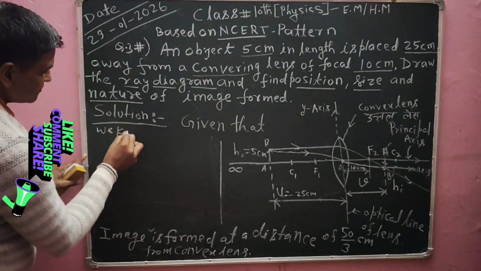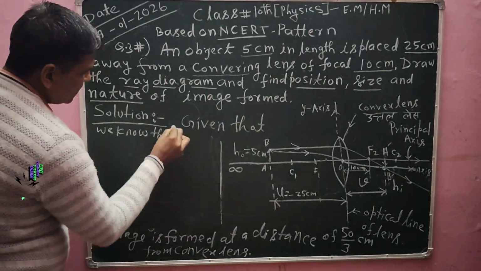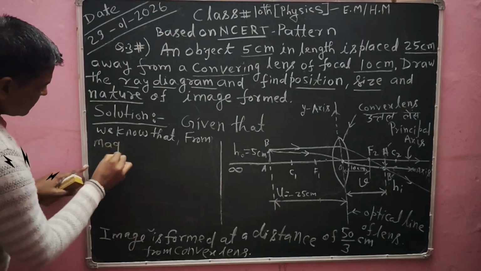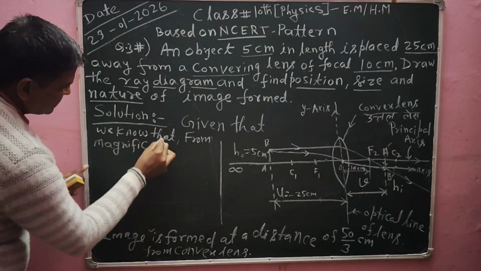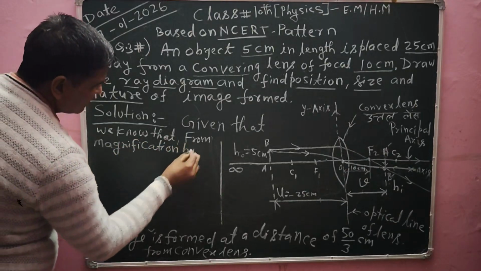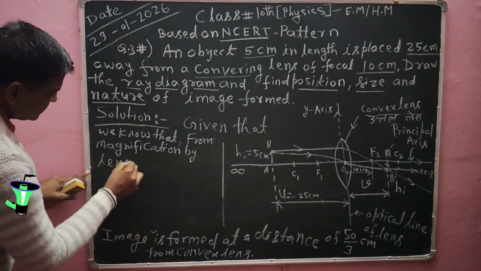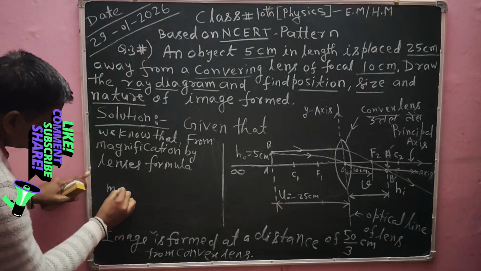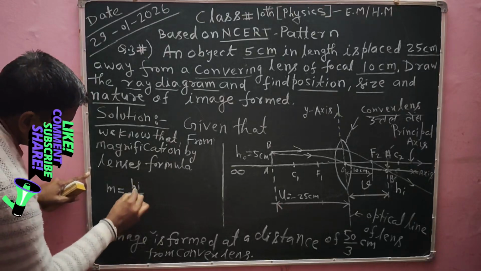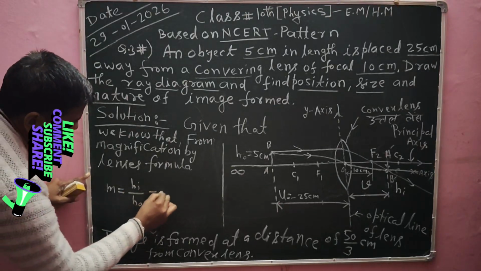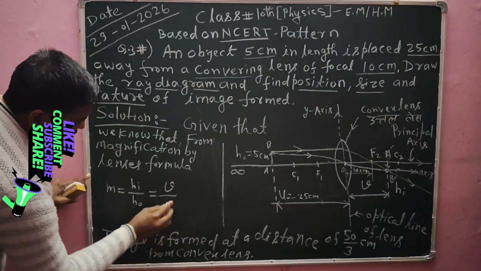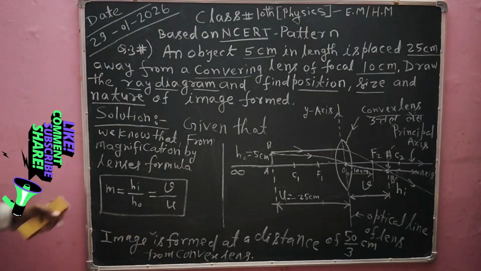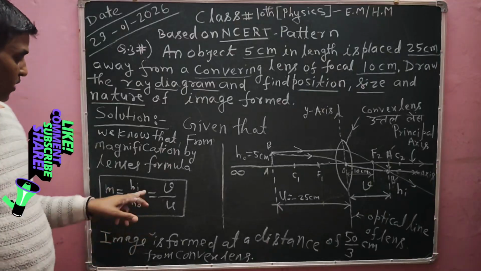We know that from the magnification by lenses formula, I can write here m is equal to hi divided by ho, which is equal to v divided by u. Okay, this is the formula and I will use this formula to evaluate the value of hi from the magnification formula.